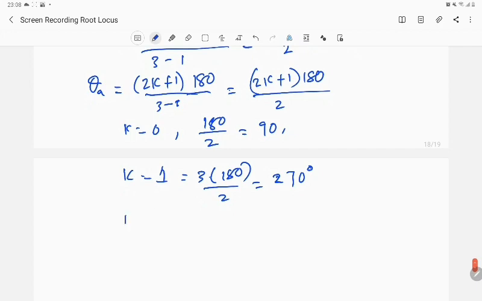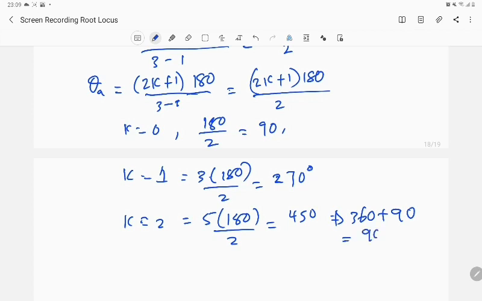You can compute the other one, k equals 2, and you get 5 times 180 over 2. That is going to be 90 times 5, which is 450. You can check that it is the same as 360 plus 90, which is 90. So you see that we are back to this, and this we know because we have only two angles that we need to calculate.